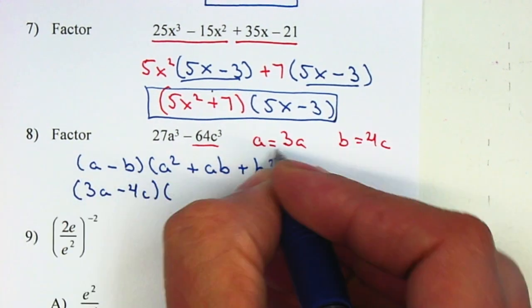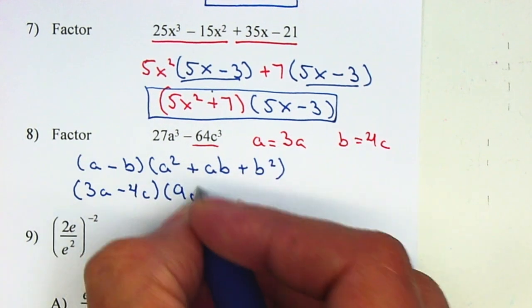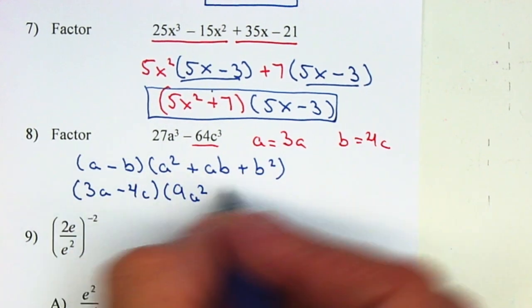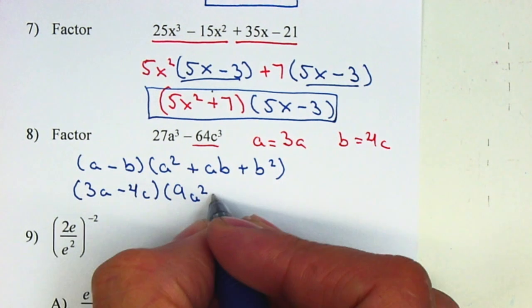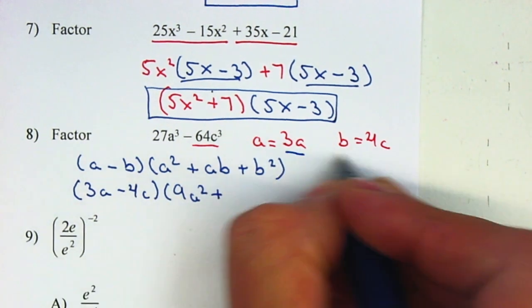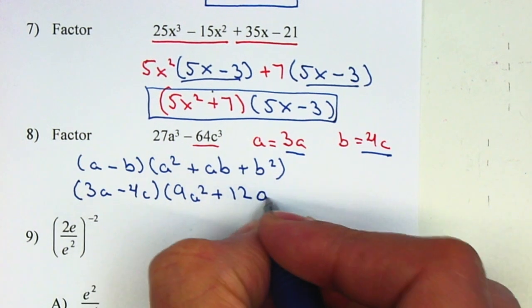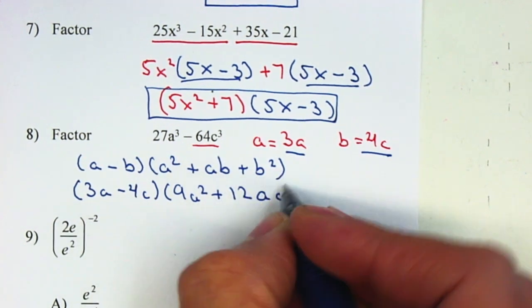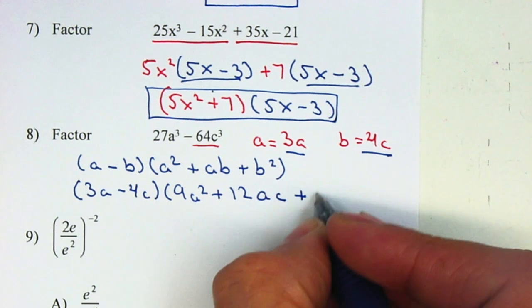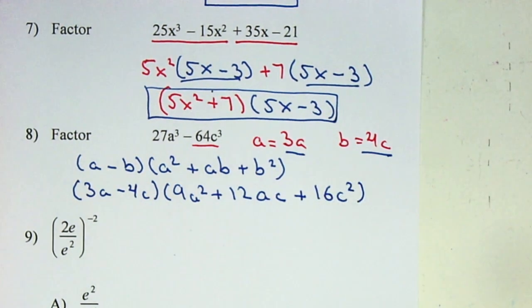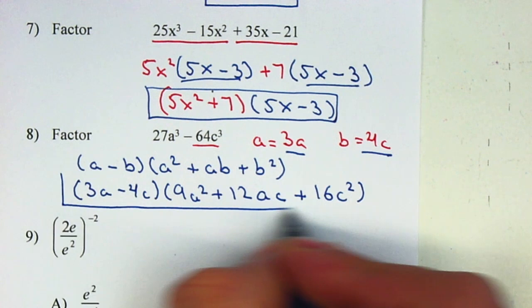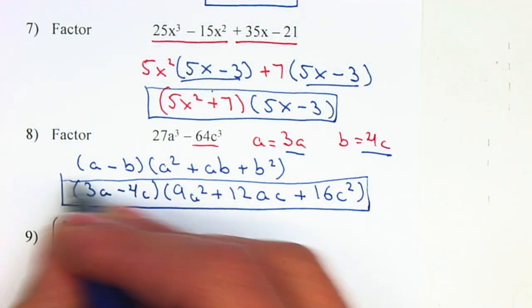A squared will be 3a times 3a, which is 9a squared. If this is a positive, the next one's a positive. If this is a negative, the next one's a positive. A times b will be 3a times 4c, which is 12ac. The last one is always positive. B squared will be 16c squared. So this will be my answer. Remember that you have to memorize your formula.